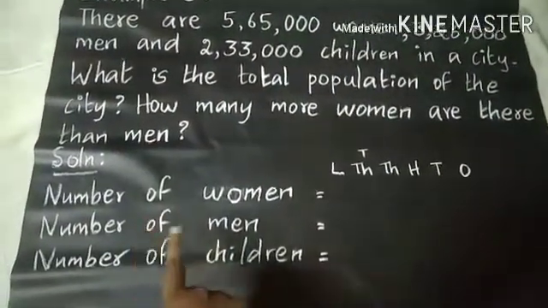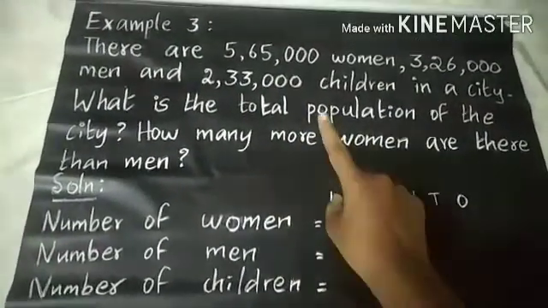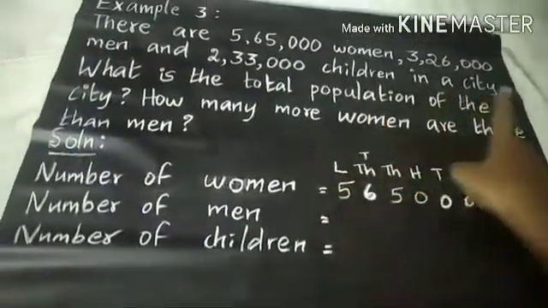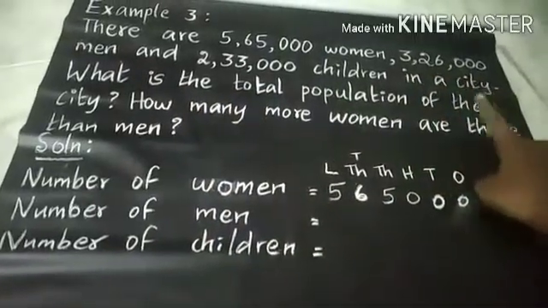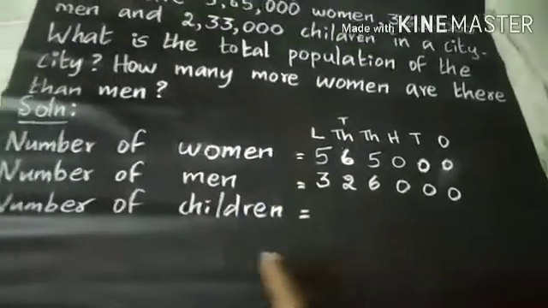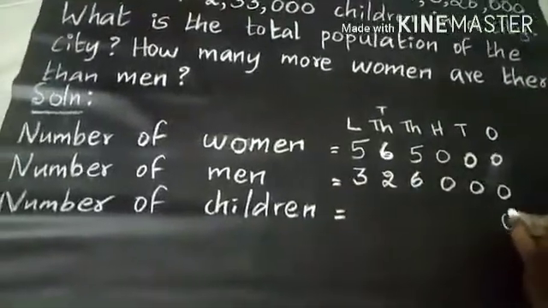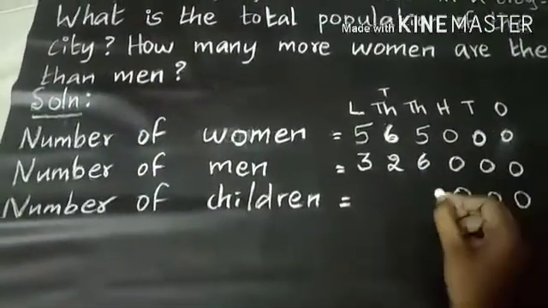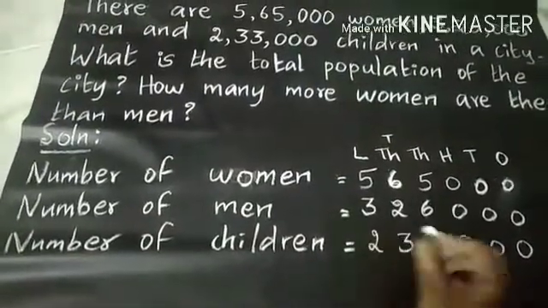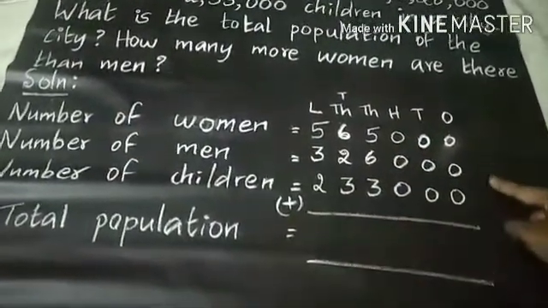Yes, now write number of women is equal to 5,65,000. Now write the number from right to left. Then number of men is equal to 3,26,000. Write the number from right to left. Yes, now write number of children is equal to 2,33,000. Write the number from right to left column wise. Now we should add to find the total population.